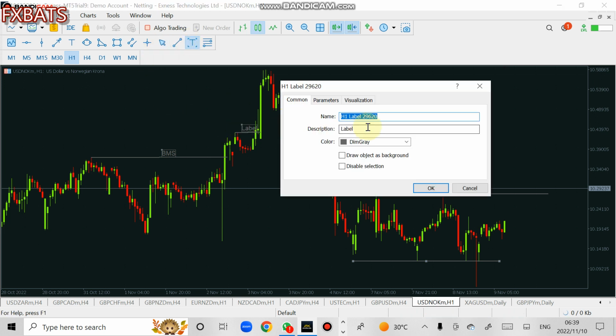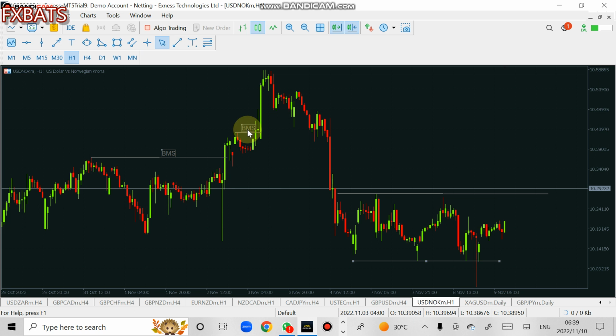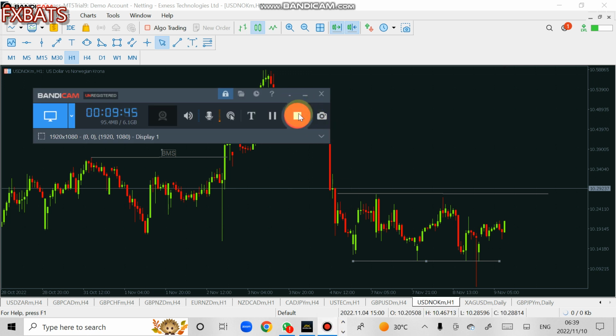So we shouldn't mark them by the wicks. The wicks are generally for liquidity grabs or stop hunts. So they shouldn't be considered as valid BMS, according to my own understanding. So this is what I wanted to share. I hope it's clear enough. Most people confuse it, but that's the way it is.